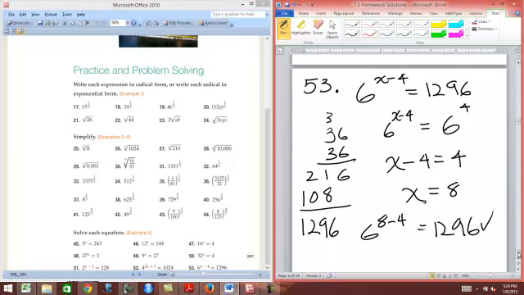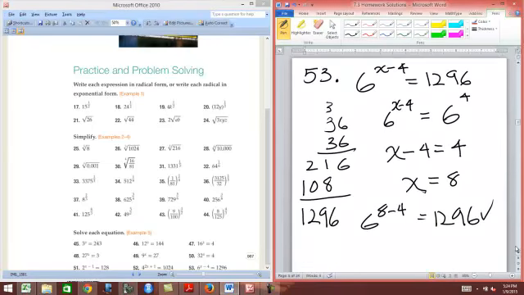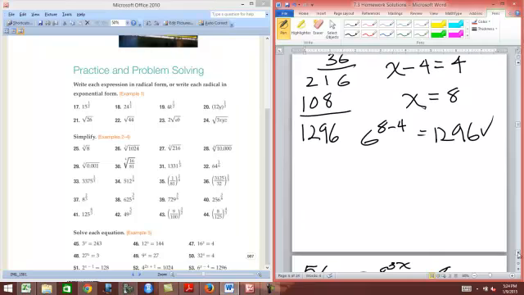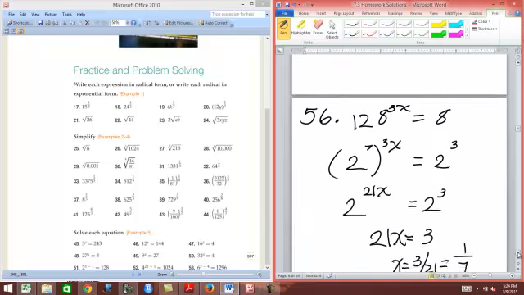53. 6 to the x minus 4 equals 1296. I guessed that 36 squared is going to equal 1296, which it does, which means that 1296 is 6 to the 4th. So we had 6 to the x minus 4 equals 6 to the 4th. So x minus 4 equals 4, so x equals 8. And we check it, and it's good. Moving on.